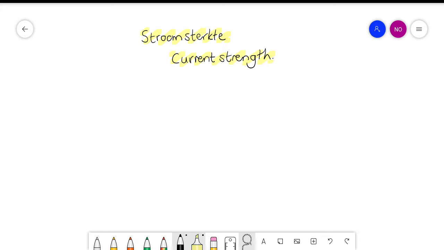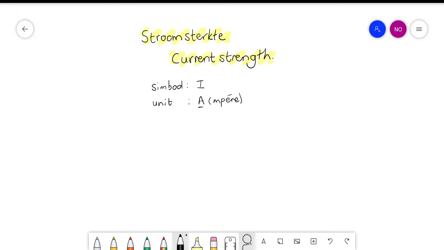Okay, so die symbool van stroomsterkte is wat? 'n Hoofletter I, maar sy eenheid is, ons skryf net die A neer, né? Maar as ons praat daarvan is dit ampere.